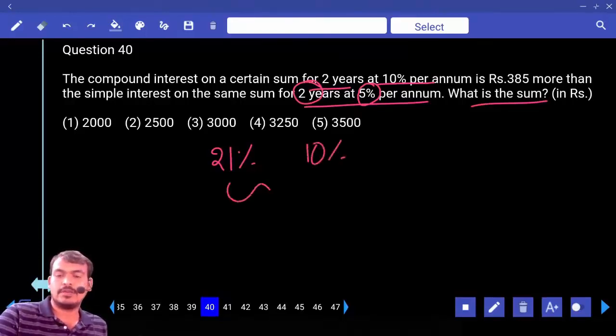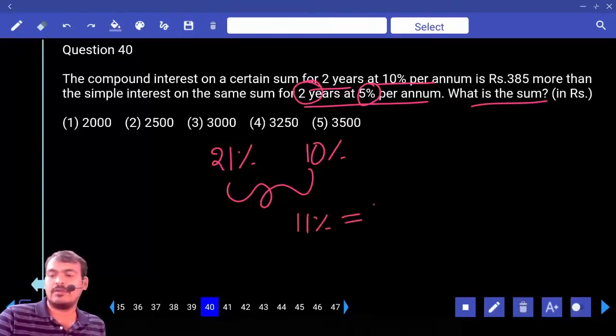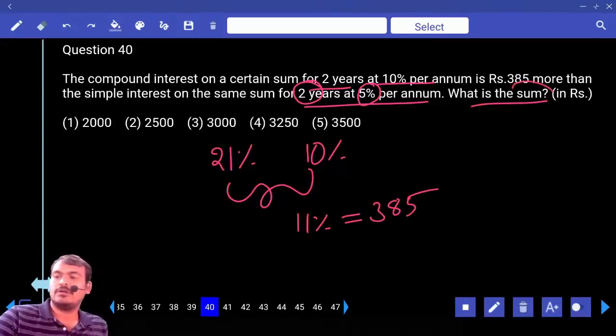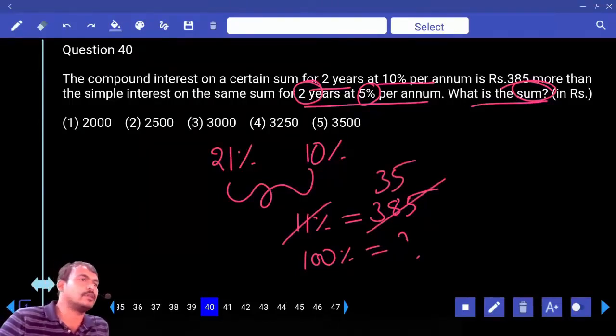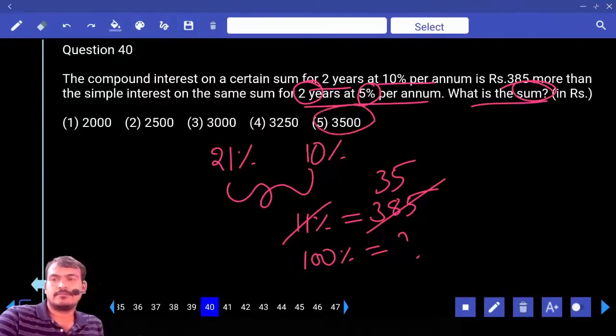What is the difference in interest? 11%. But in place of 11%, how much value is given? 385. We require which one? Sum value. Means how much percent do we need? 100%, or not. 11 times how many is 385? 35. So it is 3500.